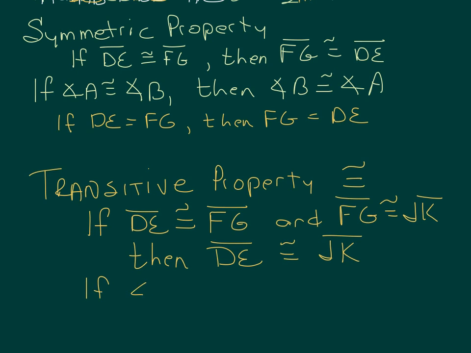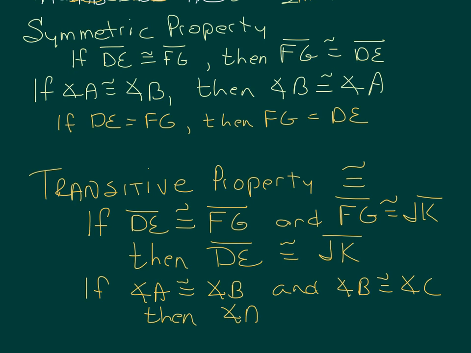If angle A is congruent to angle B, and angle B is congruent to angle C, then angle A is congruent to angle C. Transitive property.